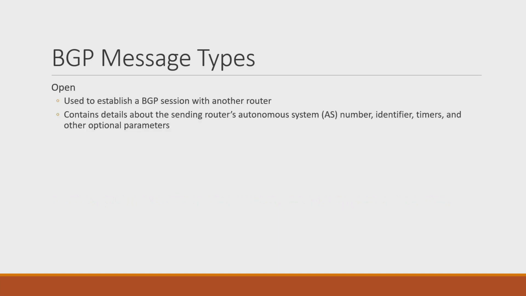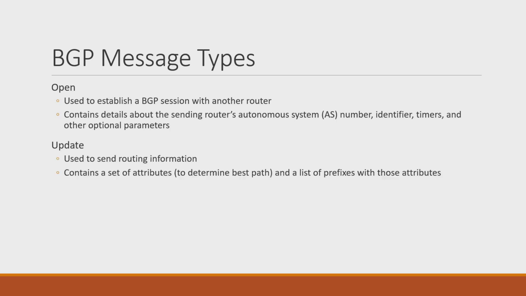BGP uses 4 different message types to establish adjacencies and exchange prefixes. The first type, the open message, is used when a router is trying to establish a BGP session with another router. The message contains a few important details about the router and its capabilities. The most important of these is the AS number, router ID, and the session timers. A mismatch in the AS number with what's configured on the remote router will result in an error message that will cause the session to get stuck before it can be set up.